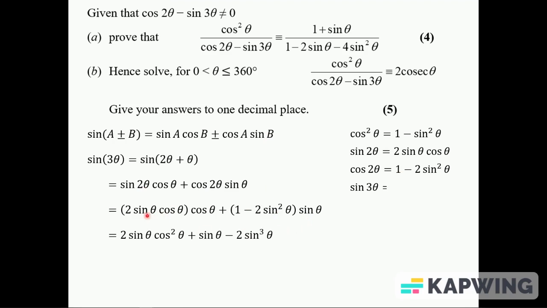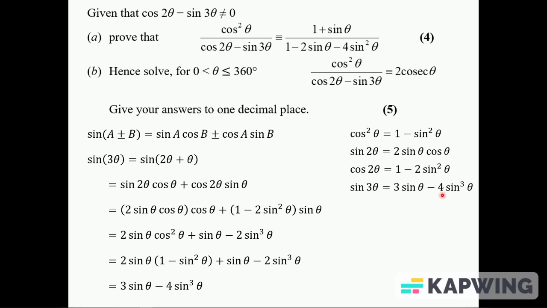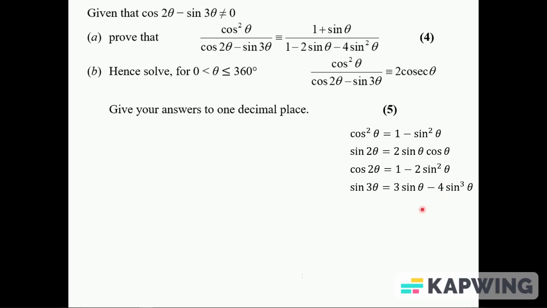Multiplying this all out, this will be 2 sine theta cos squared, and this will be just sine theta minus 2 sine cubed. I'm going to change that cos squared into 1 minus sine squared, and then when I multiply all this out and simplify it, I've got 2 sine theta, another sine theta, minus 2 sine cubed, minus another 2 sine cubed, which is minus 4 sine cubed. So that's my expression for sine 3 theta in terms of sine theta.